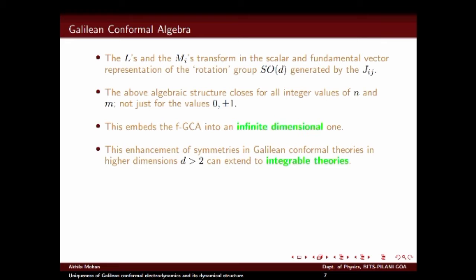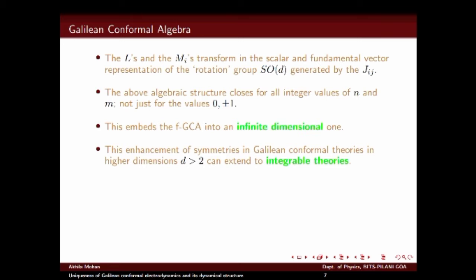These transform in the scalar and the fundamental vector representation of the rotation group SO(d) generated by J_ij. This algebra closes for all integer values of n and m, not only for -1 to +1, and this embeds the finite GCA into an infinite dimensional one. So this enhancement of symmetries in Galilean conformal theories in higher dimensions can extend to integrable theories.